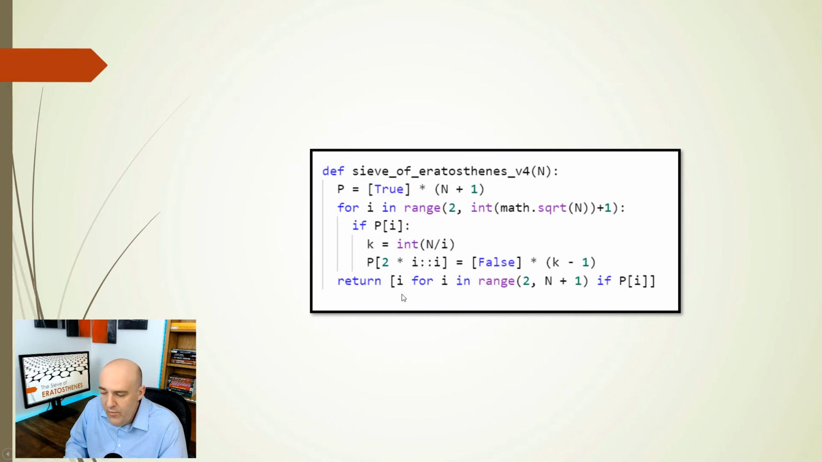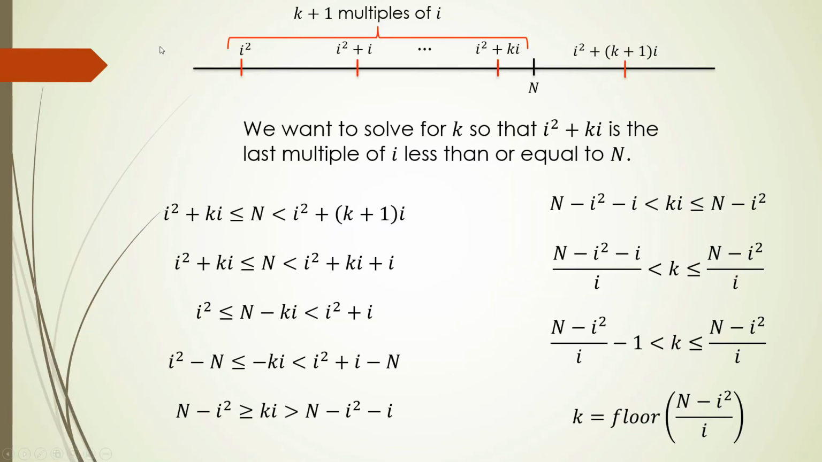And then in the same way, we return a list of integers from the list of booleans. And remember how we said we don't really have to start from 2 times i? We can start from i squared. Why don't we think about that for a second? If we start from i squared, the next multiple would be i squared plus i, and then all the way, eventually we reach the last multiple, which is i squared plus ki. That should be less than or equal to n. And then the next one, i squared plus (k plus 1) i, should be strictly larger than n.